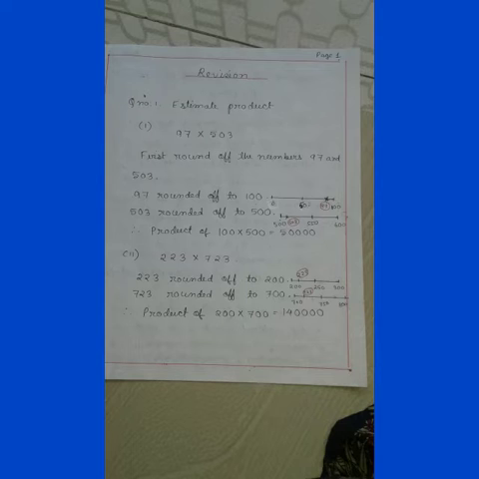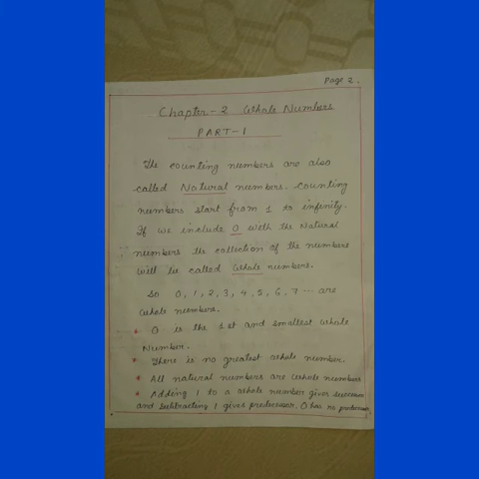In the same way, 223 and 723. If I round off the number 223, it will give 200, and 723 will give 700. The product of 200 and 700 is 1,40,000. Let us start chapter 2, that is whole numbers.